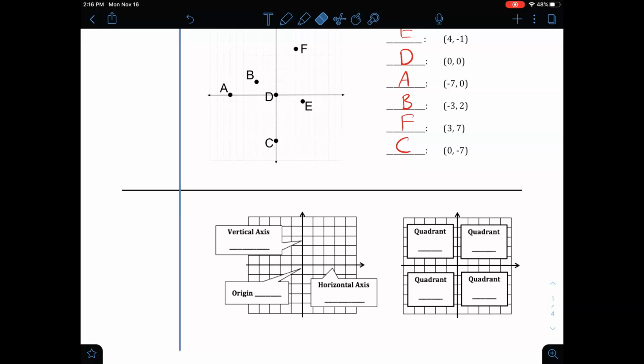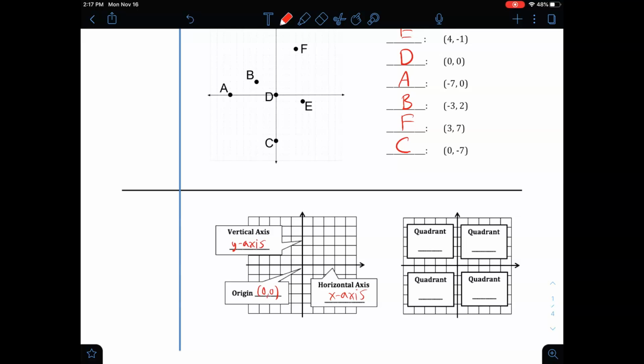All right, let's get into it. The vertical axis, is that called the x-axis or the y-axis? It is the y-axis is the vertical axis, which means the horizontal axis is going to be the x-axis. And the origin, like we talked about, is 0, 0. Okay? All right, the quadrants.